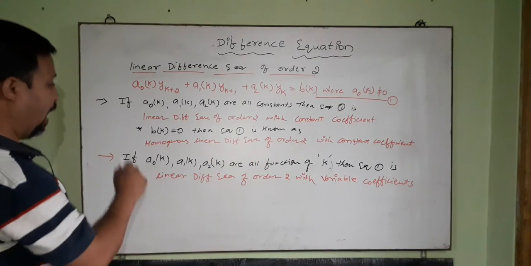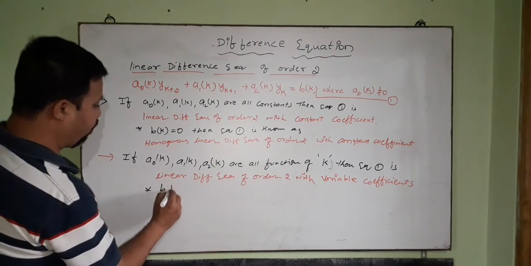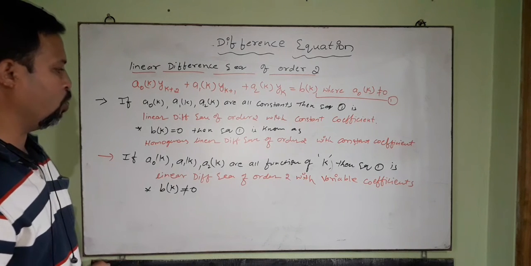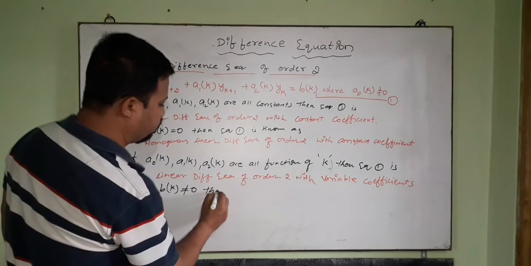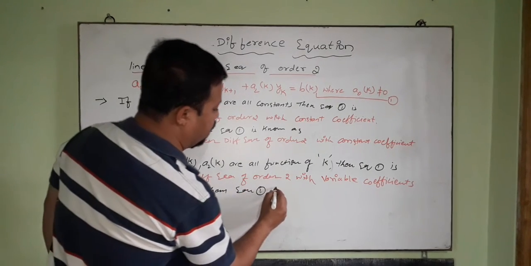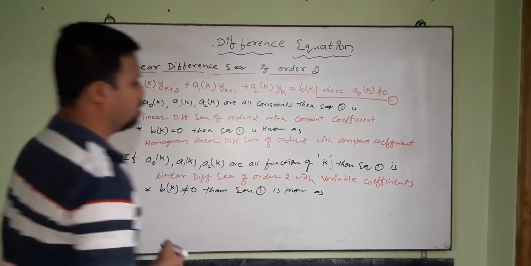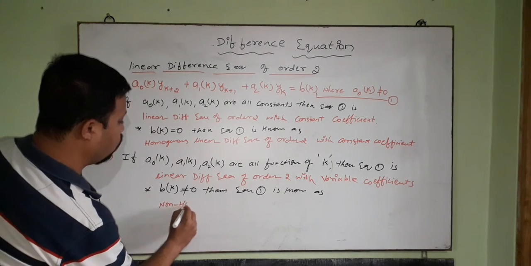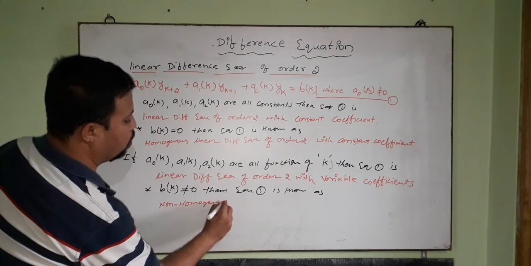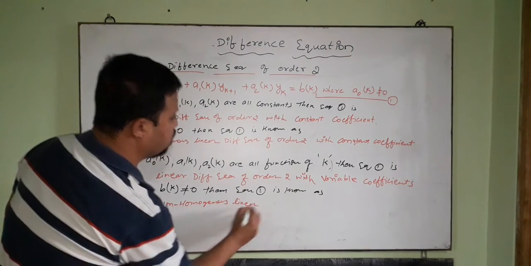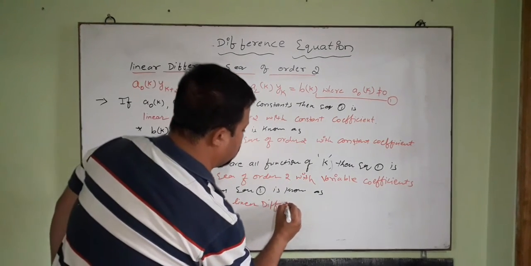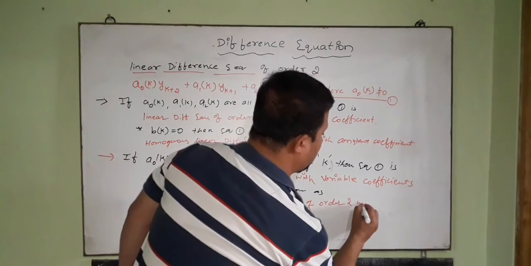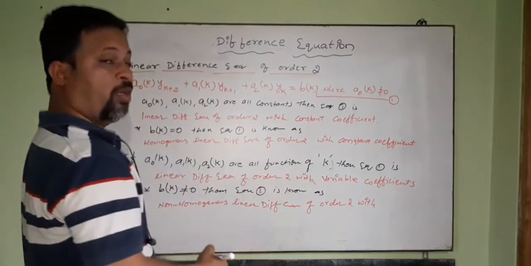Now in this equation, if a naught of k, a1 of k and a2 of k are all functions of k, and with that b of k is not equal to 0, then equation 1 is known as a non-homogeneous linear difference equation of order 2 with variable coefficient.